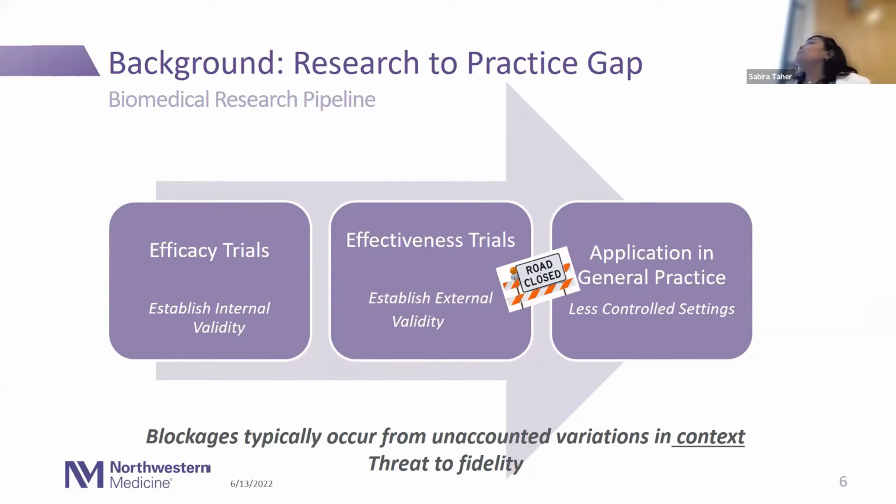And so this can then become a threat to fidelity. Fidelity is essentially that we have implemented an intervention in the way that it was intended to be implemented. And if there is a lack of a systematic approach that accounts for contextual variables across settings, then those interventions that have shown effectiveness in controlled settings will demonstrate poor outcomes in real world settings. And so it's really important to take context into account when we're developing strategies for implementation and dissemination.